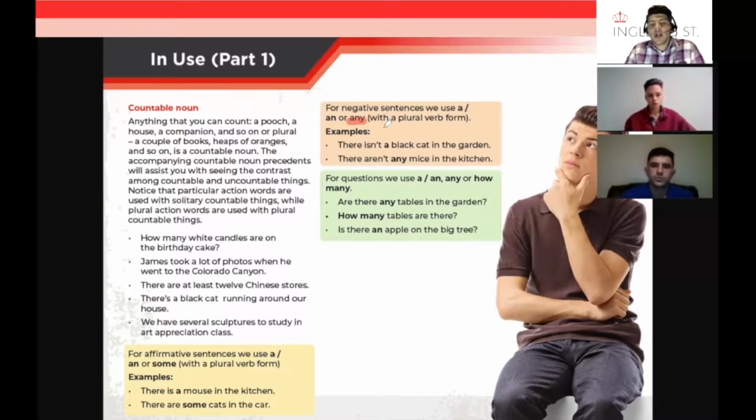Every time that we talk in negative with countables or even uncountables, siempre que hablamos en negativo, es útil utilizar esta palabra, any, después del negativo. Entonces decimos, there aren't any mice in the kitchen. Ahora, esto es importante. Vendría a representar como ningún, ¿no? En algunos casos, pero no tiene una traducción literal al español. Realmente no se utiliza igual que en español.